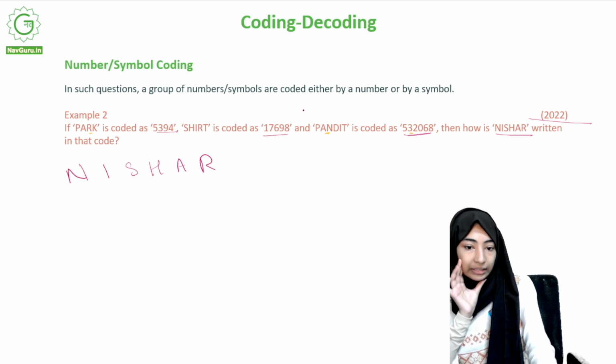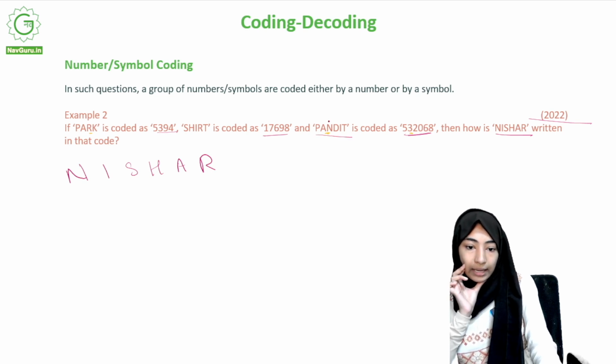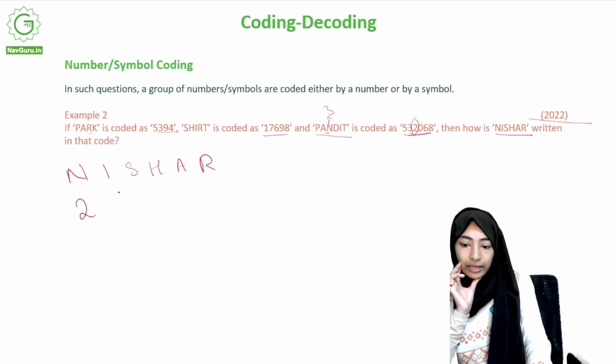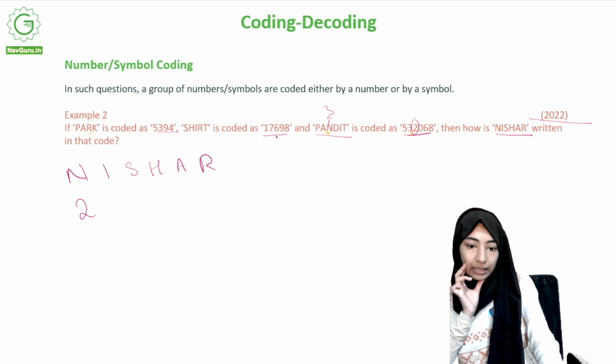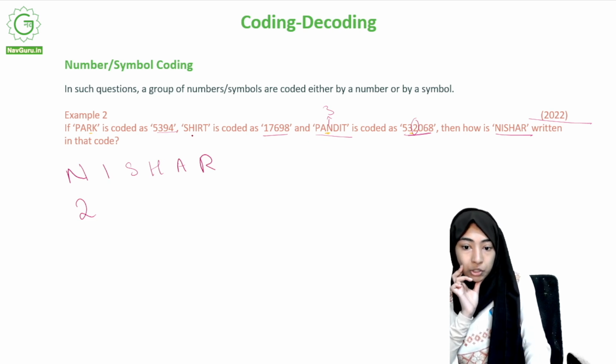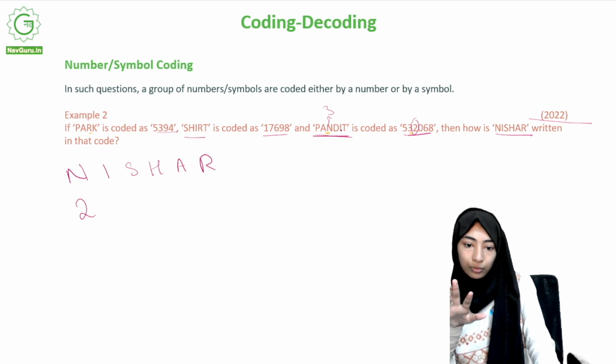N. Where do I have N here? I have N in Pandit. N is the third letter. Okay. I go to the code. I check the third number, which is 2. I've gotten N. Now I need to find I. I go to Pandit again. I can also go to shirt, which is again, see, I'll tell you, wait. So Pandit, I is the 1, 2, 3, 4, 5th letter. What does I become in this code? 1, 2, 3, 4, 5, 6.